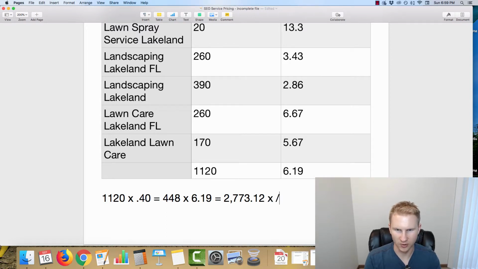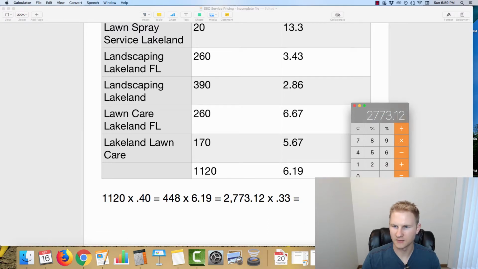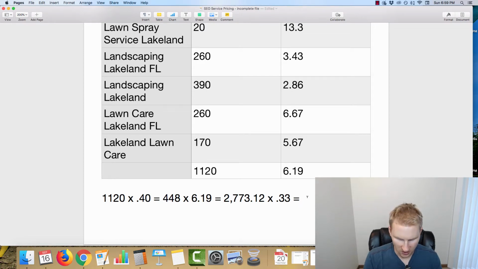Well, actually, we'll just multiply by 0.33. Times that by 0.33. So $915.13.